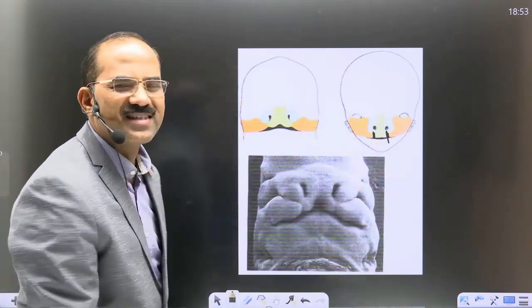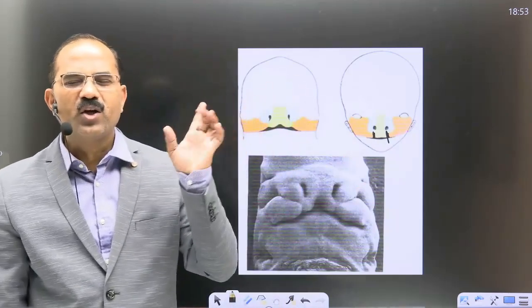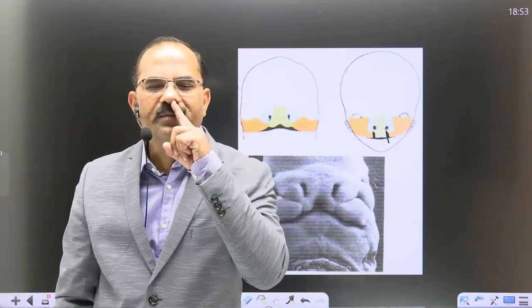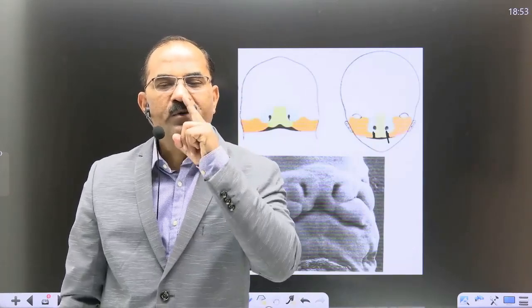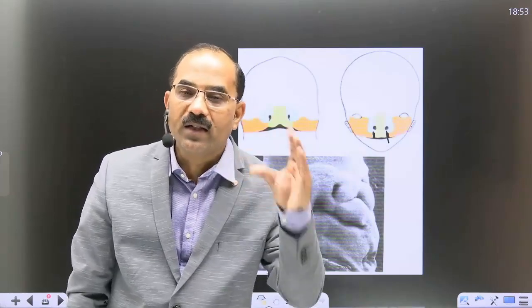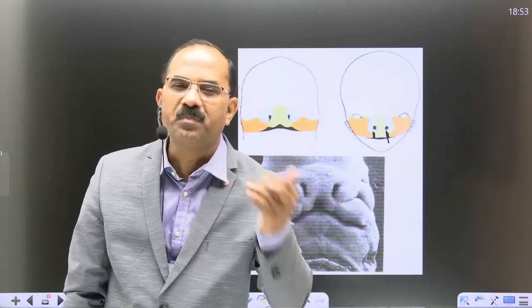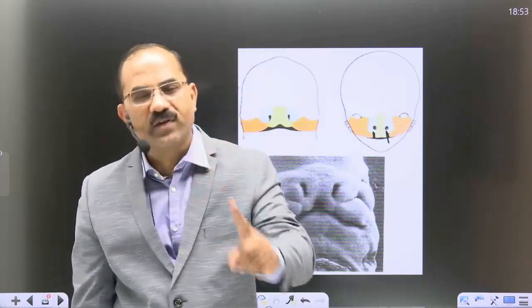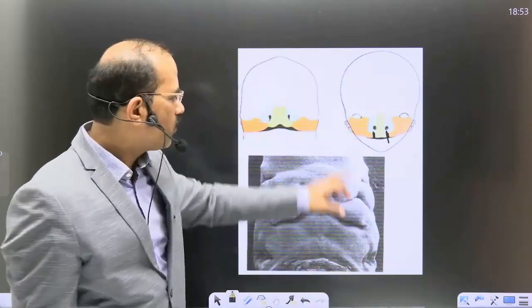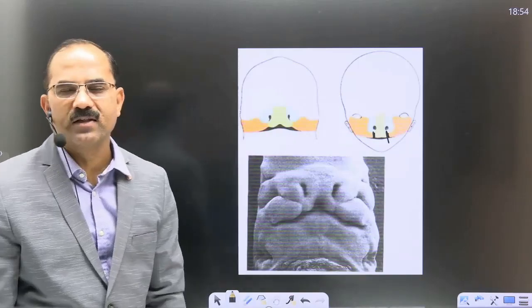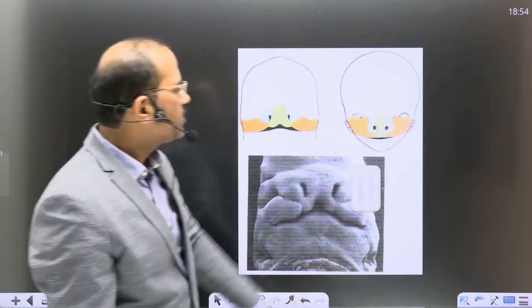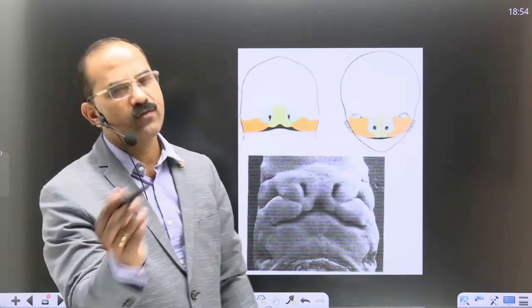Are you following this? These patients are very common. You've seen a rabbit has got a cleft here. So this is what we call a hair lip or a cleft lip. Hair lip or cleft lip is due to non-fusion of the maxillary process with the medial nasal process.